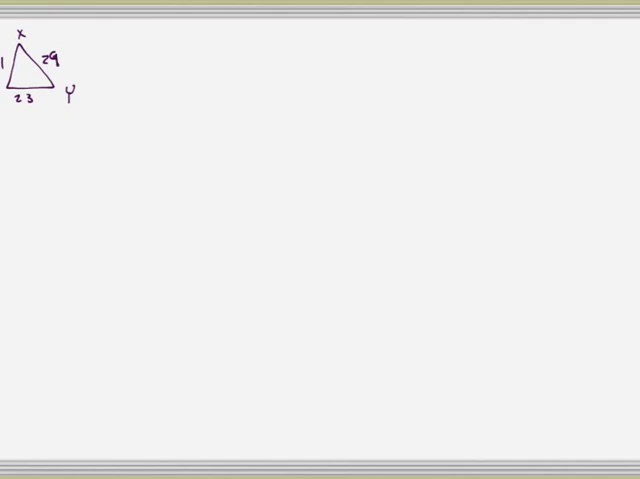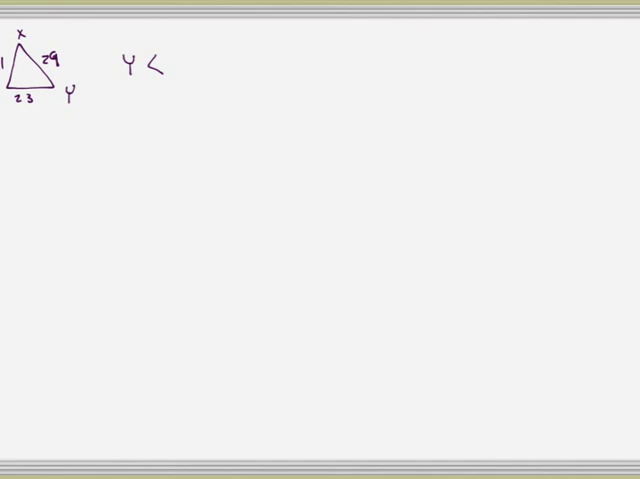So in this picture, which angle is going to be the smallest angle? Y. How do you know? Opposite. Opposite of what? Smallest side. The smallest side. So we find the smallest side, and across from that is the smallest angle. So 21 is the smallest number. Across from the 21 is y, so y is the smallest angle.